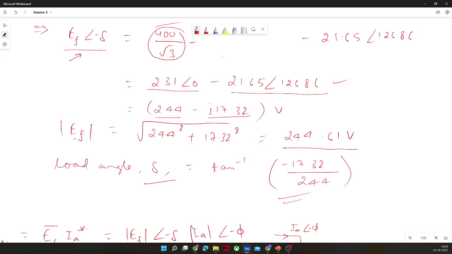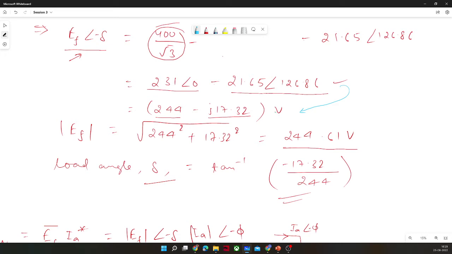Yes, sir. Now, if I calculate EF, it would have some magnitude and some angle. And to calculate any angle, it was the real component here. Sir, in this step also, the magnitude is equal to root over 244 square plus 17.32 square. Explain in this step only, sir. Okay, how I am jumping from this step to this step, you want to ask, right?